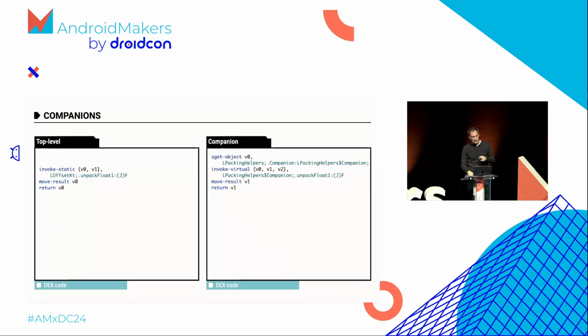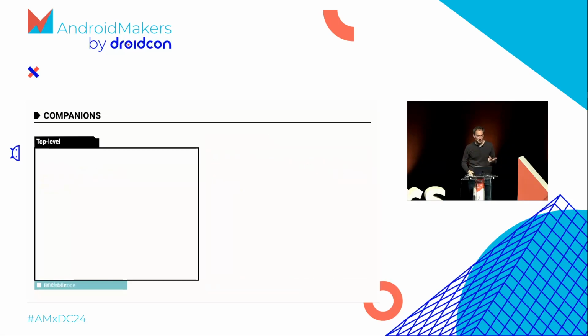Now, if we look at the Dex bytecode, on the left, the top-level function, there's an invoke-static, and then we return the result. And on the right, it's almost the same. We get an object, so we get the companion object instance. It's a static instance. And then we do an invoke-virtual instead of an invoke-static. Virtual dispatches are a little slower than static dispatches, but it doesn't matter that much. So, should we care? The way to answer that question is to go look at the ARM assembly code.